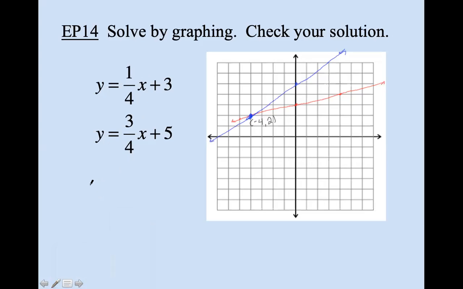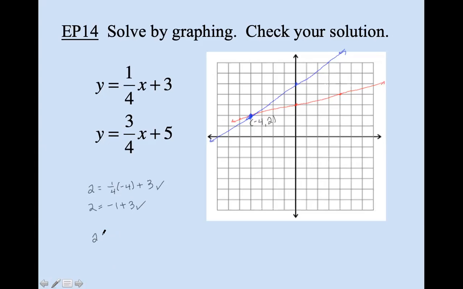So my first one is 2 equal to 1/4 times negative 4 plus 3. That's what I want to know. That's my check. Let's see, 1/4 times negative 4. 1/4 of 4 is 1. This makes it negative 1. Negative 1 plus 3 is in fact 2, so it works in the first one. Let's try the second one.